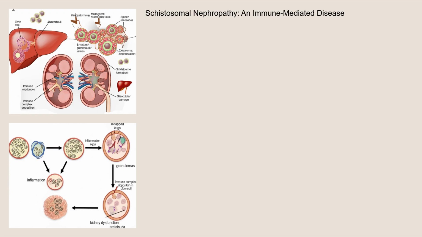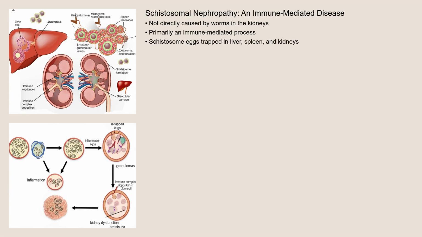The development of nephropathy isn't directly due to the worms residing in the kidneys. Instead, it's primarily an immune-mediated process. The schistosome eggs become trapped in the liver, spleen, and sometimes the kidneys. These trapped eggs trigger a strong inflammatory response as the body attempts to eliminate them. This chronic inflammation leads to the formation of granulomas, clusters of immune cells around the eggs.